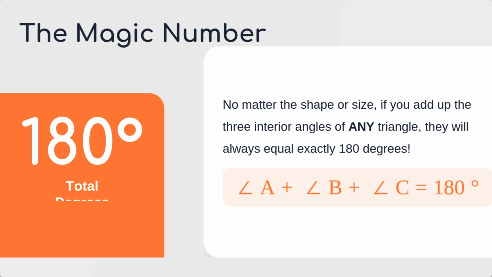Now, before we move on, I need to tell you about the magic number of triangles. Are you ready? It's 180. No matter what kind of triangle you draw, big, small, acute, or scalene, if you add up all 3 of its inside angles, they will always, always, always equal exactly 180 degrees. Memorize that rule because it will save you on your next math test.